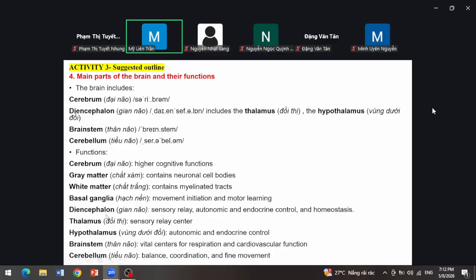Diencephalon is responsible for sensory relay, autonomic and endocrine control, and homeostasis.